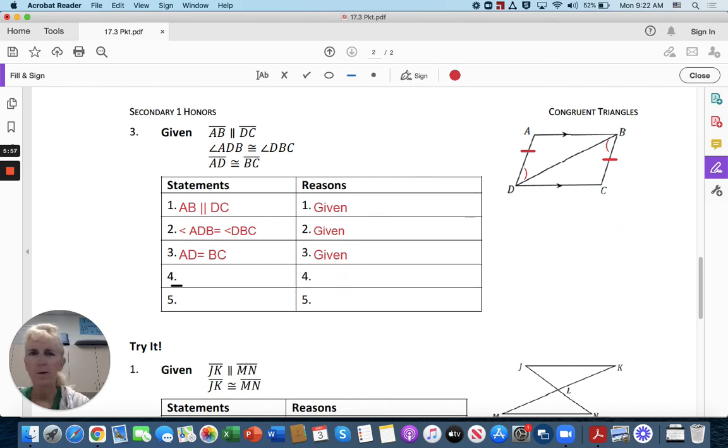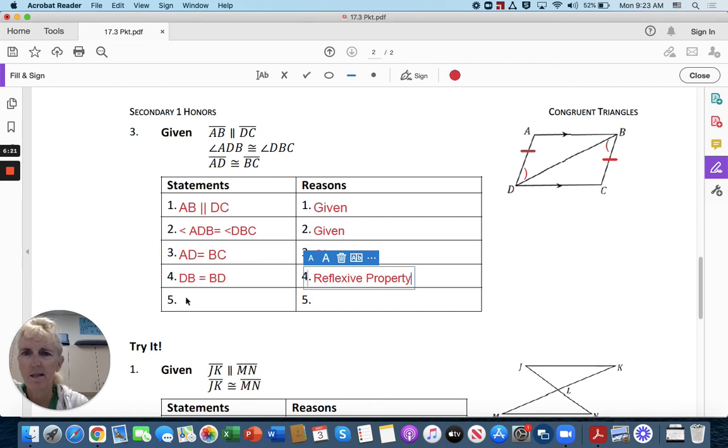Now number 4, we want to say that DB is congruent or equal to BD. Okay, and that is the reflexive property. That's just saying it's itself, so it's got to be congruent. And again, all these equal signs should be congruent.